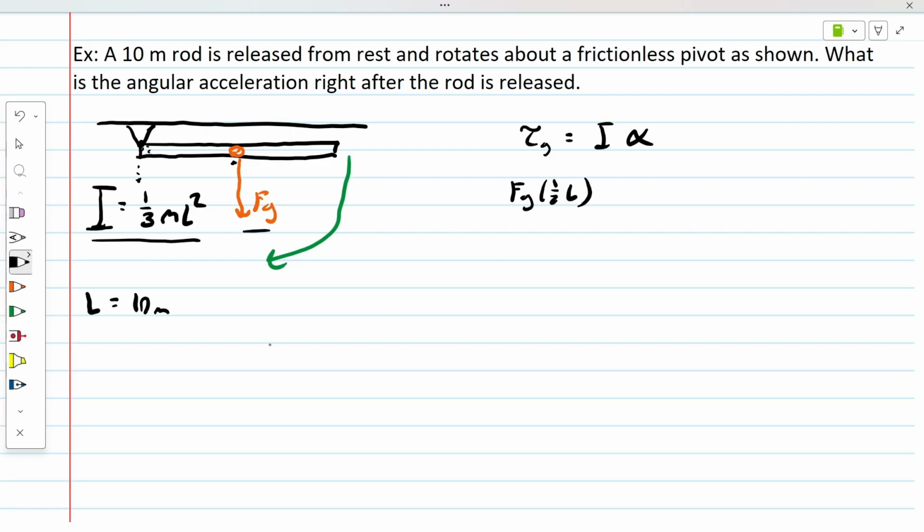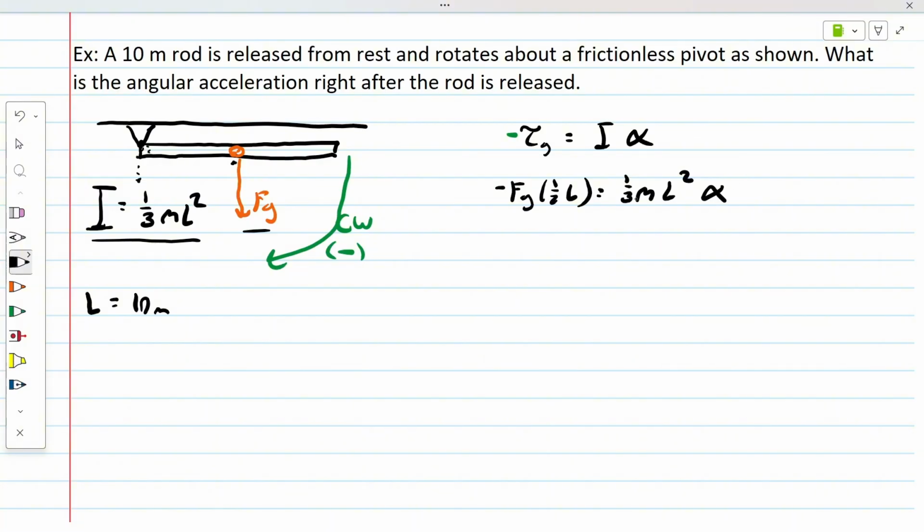Another thing you might be thinking: this is going to rotate in the clockwise direction, which by convention we call the negative direction. So this should actually be a negative torque, and so we'll have a negative force due to gravity times 1/2 L. Then the rotational inertia we were given as 1/3 the mass of the rod times the length of the rod squared, and then the angular acceleration, which is what we want to find.